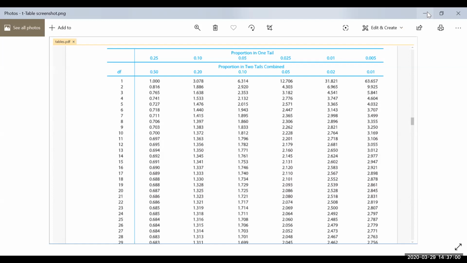And then we have our one sample t formula. So it looks like this: M minus mu over the estimated standard error. Very similar to our z-score or z-statistic, except that, of course, we have our estimated standard error here.